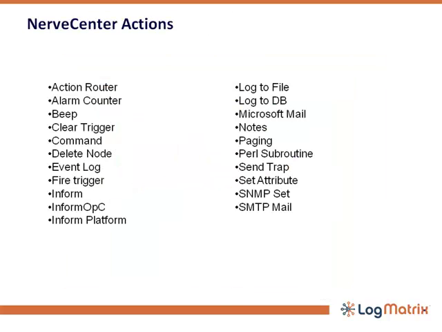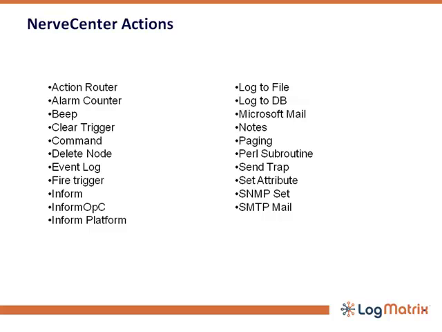Here is the list of actions that NerveCenter can take. Action routers, an alarm counter. It can beep. It can send a clear trigger. It can run a command line function. It can delete a node. It can write to the event log on the server. It can do a fire trigger of its own. It can send an inform OPC, which is a type of OpenView platform. It can do an inform platform, which is Netcool. It can do a log to file. It can create a log to database.